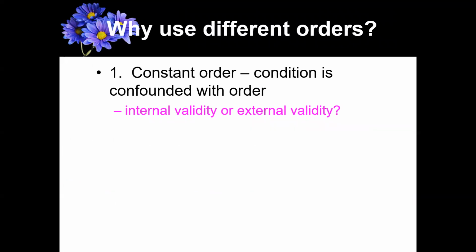Just a little refresher here. Remember that if a constant order condition is confounded with order, this affects the internal validity of the study. We no longer know, is it an effect of order, maybe a practice or a fatigue or a carryover effect, because that's confounded with whatever your manipulation is. It's not an issue of external validity, it's internal validity, because it's a confound and it's affecting whether you're actually manipulating what you say you are. External validity is, does it actually generalize to the question of interest?